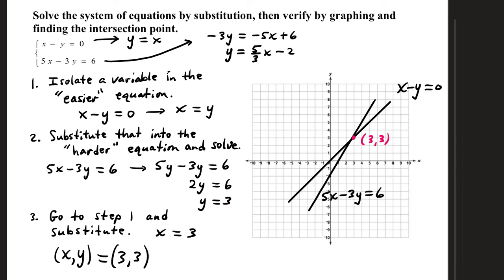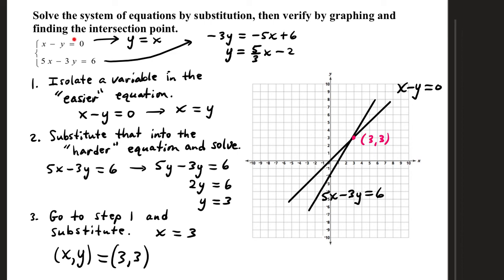Now go back to step 1 and substitute that in. After we did step 1, since x equals y, that means x has to equal 3. Remember, your solution point is an xy pair, and we got 3 for both of those. It turns out that's our intersection point.